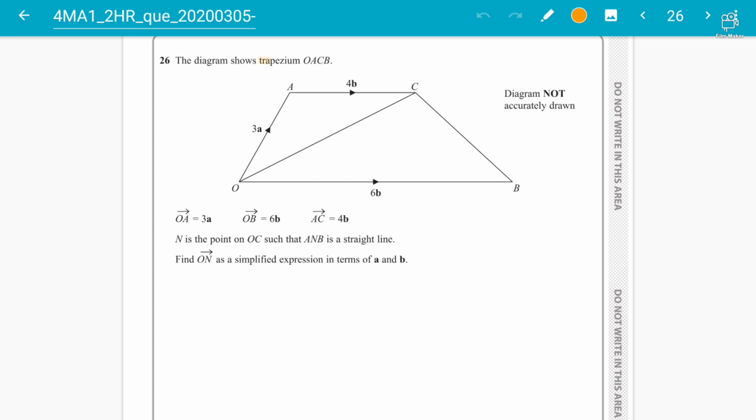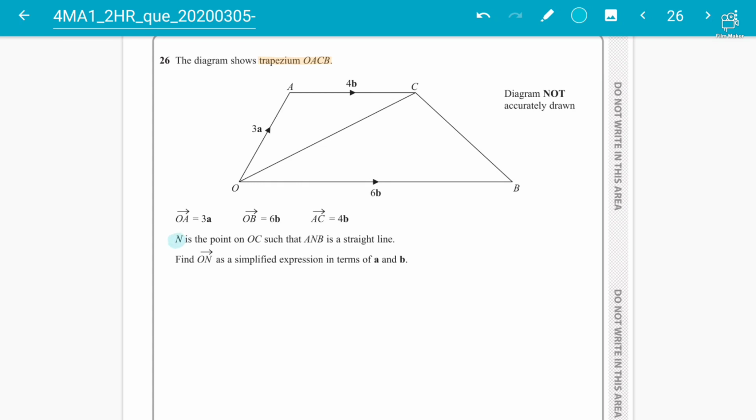So the diagram shows that there is a trapezium OACB, okay. So OACB is a trapezium with the vectors already given, that OA is 3a, OB is 6b, and you have been given AC as 4b, okay, and we can see those vectors as well. OA, make sure direction matters, which point you are going on. So every line you have to understand very carefully, and if you can do the diagram very carefully, you can solve all questions very easily with practice, okay.